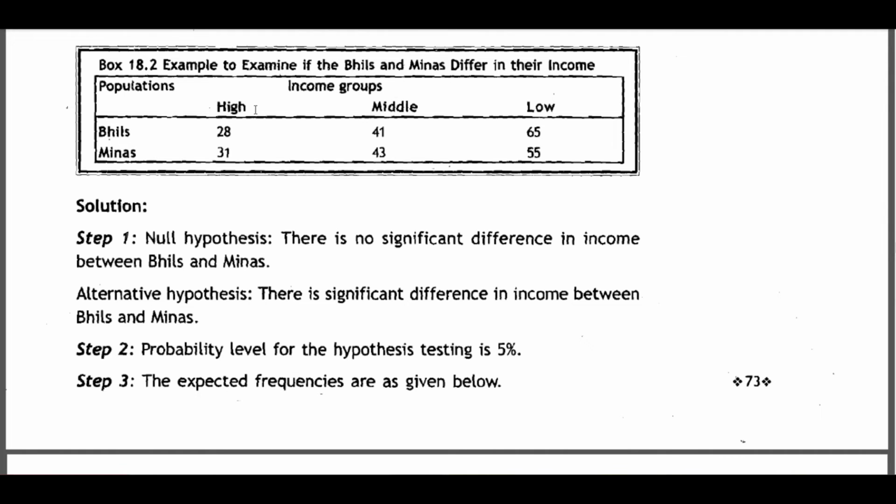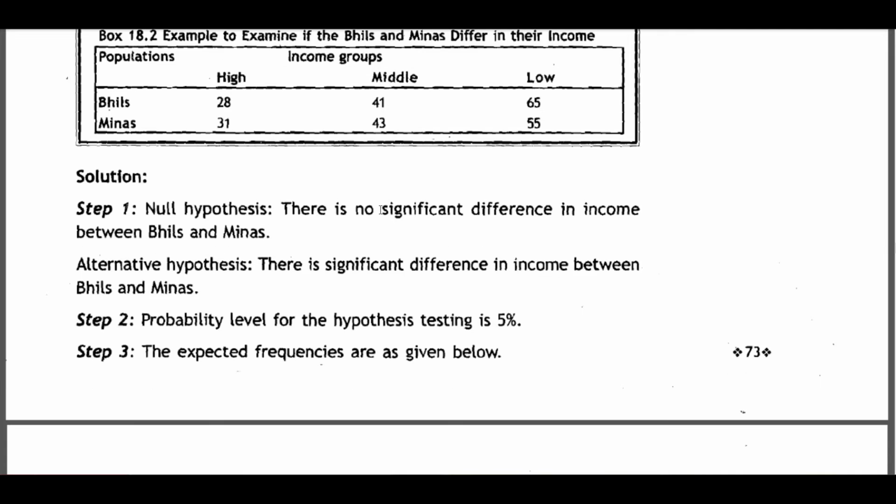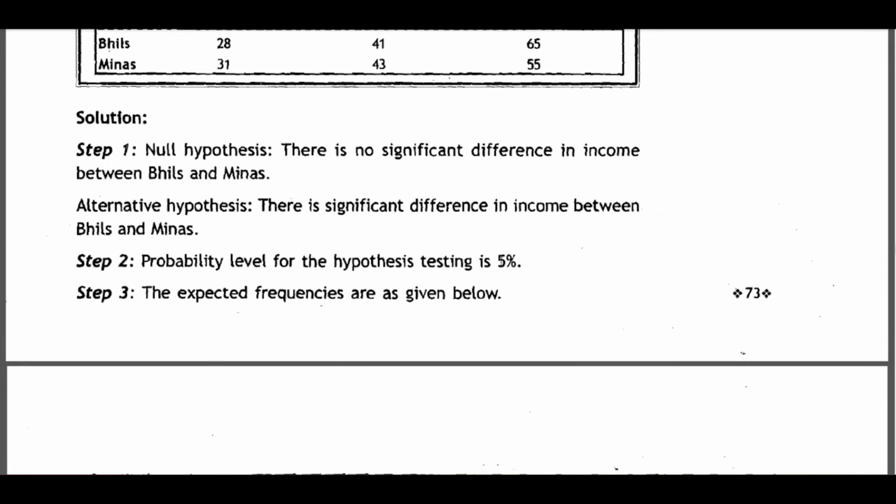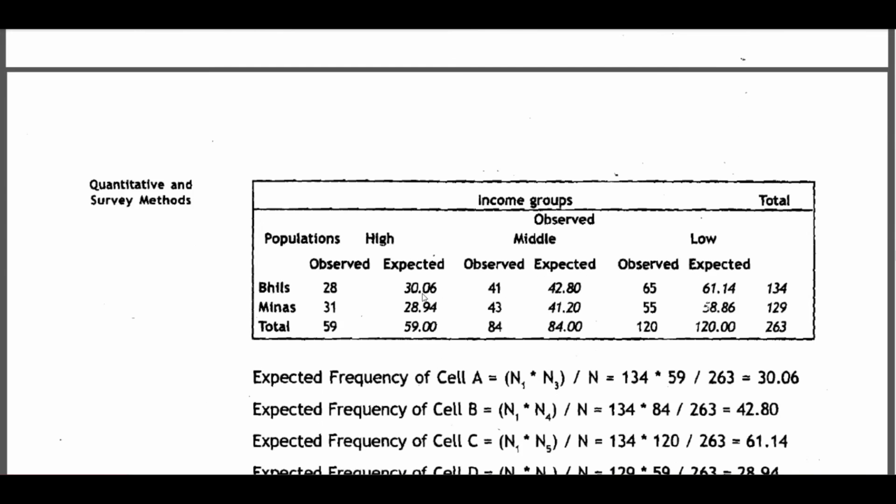Populations, income group: high, middle, low. Bhils 28, 41, 65. Minas 31, 43, 55. Solution. Null hypothesis: there is no significant difference in the income between Bhils and Minas. Alternative hypothesis: there is a significant difference in income between Bhils and Minas. The probability level for the hypothesis testing is 5%. The expected frequencies are as given below.